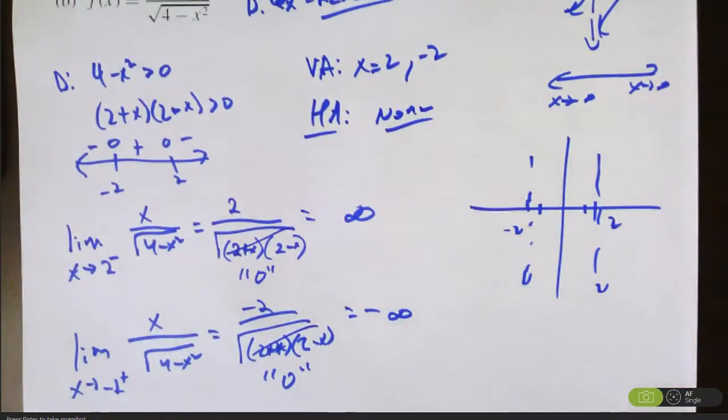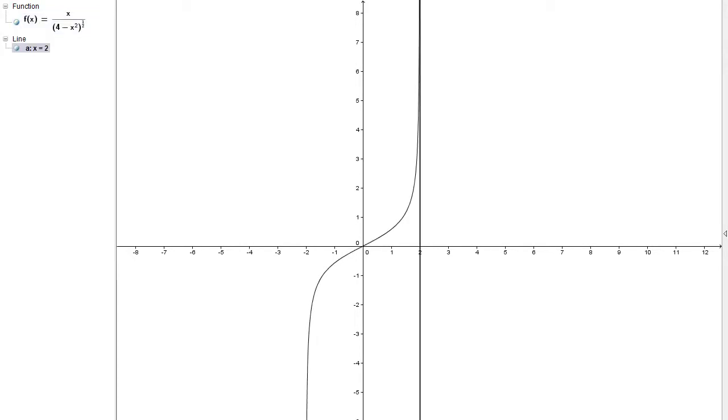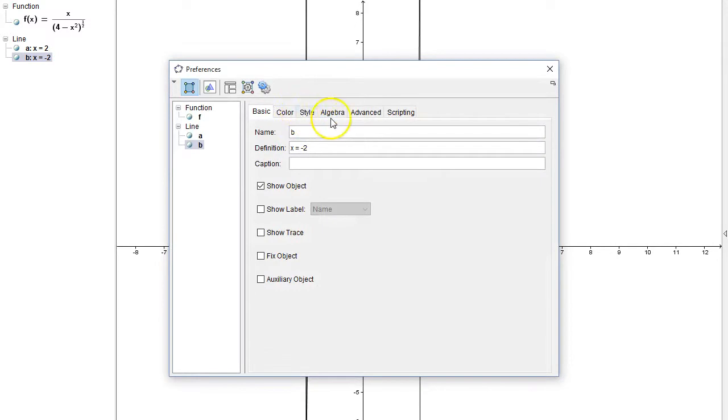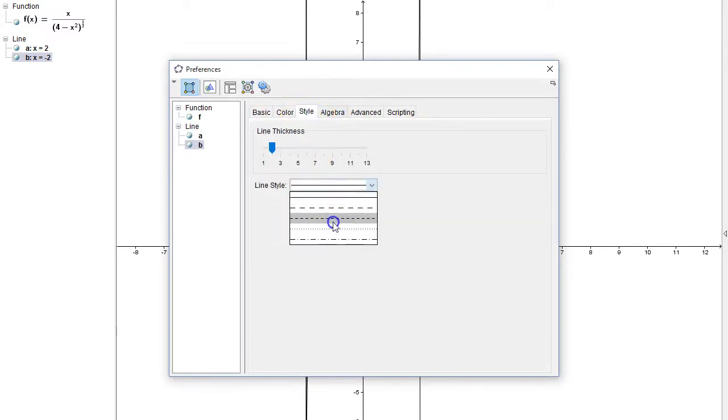Now, if I look at that problem on the computer, y equals x divided by 4 minus x squared to the 1/2, this is what we see. And here are the two lines, and I'll make them dashed. Object properties, style, let's do dashed lines like that.